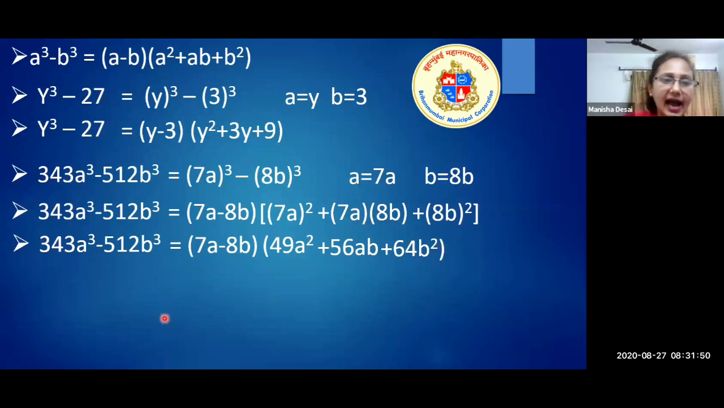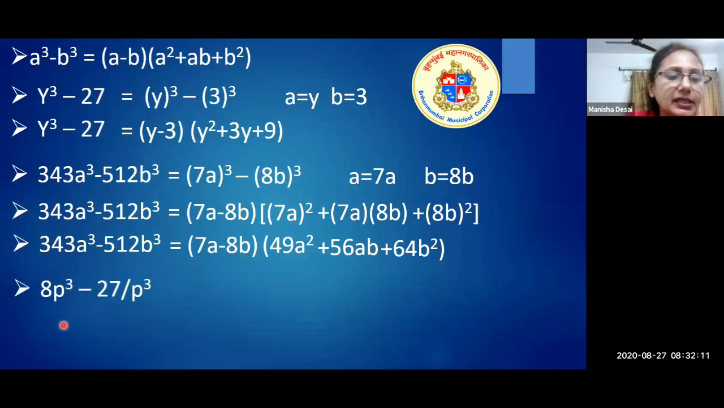So we can say that 343a cube minus 512b cube is equal to 7a minus 8b into bracket 49a square plus 56ab plus 64b square. Now let's see one more example.